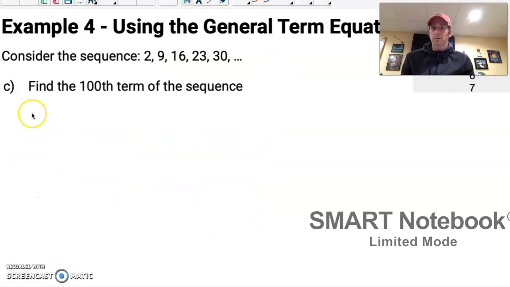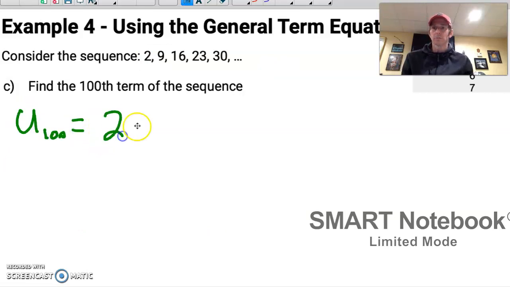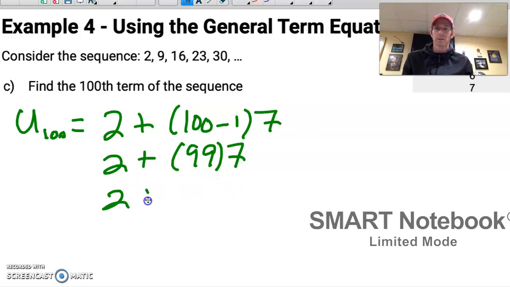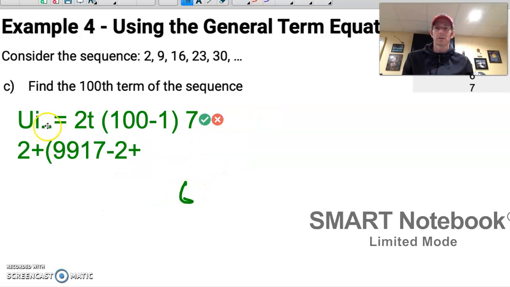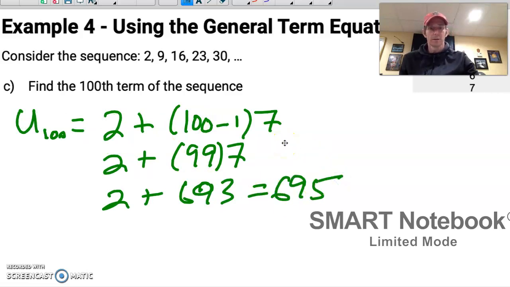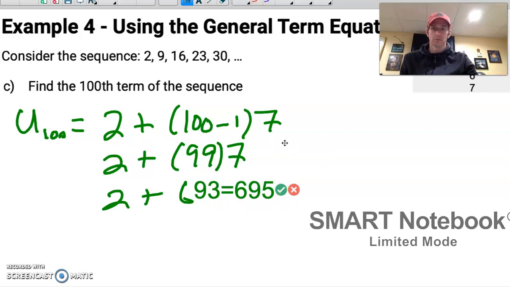Find the 100th term. So I will find the 100th term by using the formula that you have copied down. So it's the first term plus 100 minus 1 times 7, or 2 plus 99 times 7. Order of operations means I have to do this first. 99 times 7 will be 693. And that would equal 695. I'm assuming that is correct.